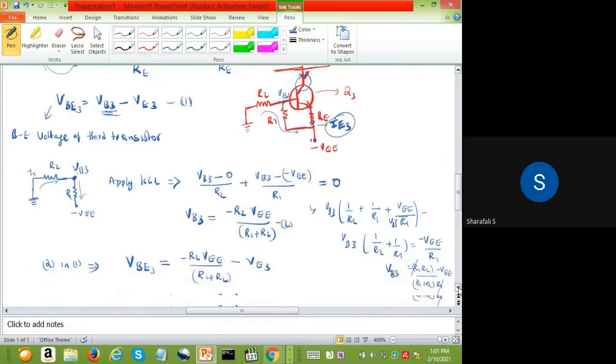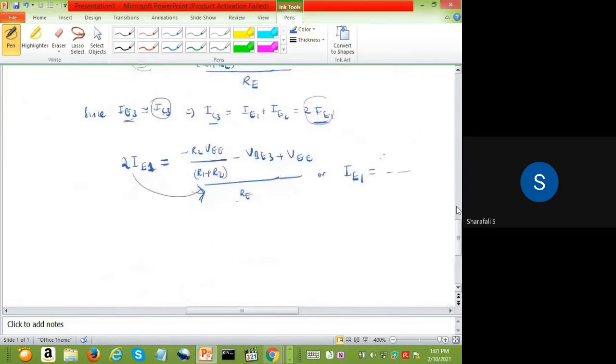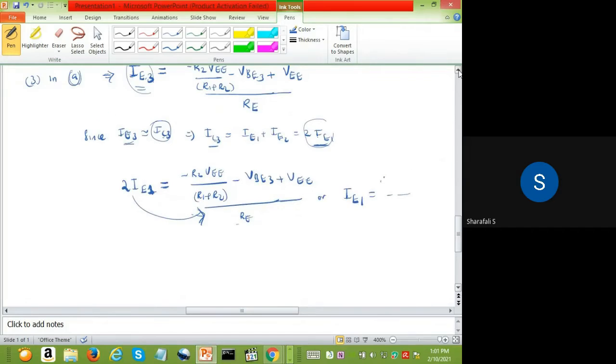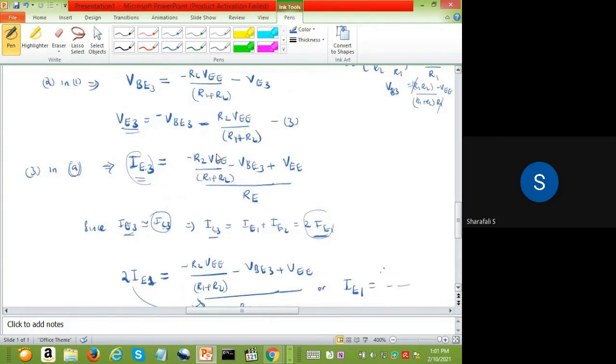So this current will be constant here because all the terms, VEE, is constant. R2, R1 we can fix. VBE is the base emitter voltage of the transistor, that is also constant. VE is again constant, R is constant. So by setting these parameters, we'll get constant IE3. Similarly, you can get constant IE.